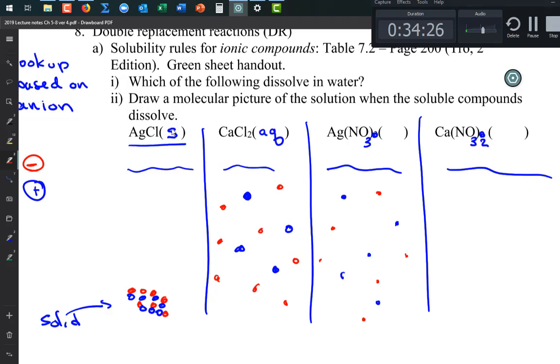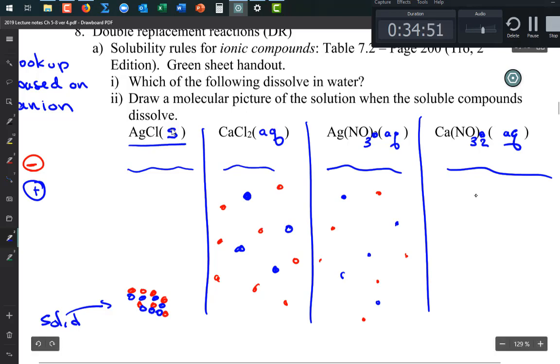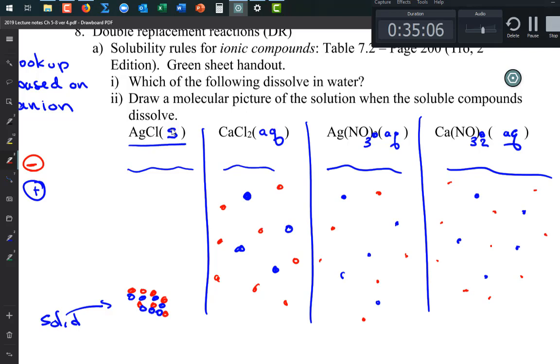What about calcium nitrate? Is that soluble because it's a nitrate, right? So if I was drawing that out, that would look a lot like calcium chloride would. So these are both aqueous. Let's just pretend I drew it, but it'll be exact. I'm just trying to be lazy. So soluble. Makes a lot of ions.